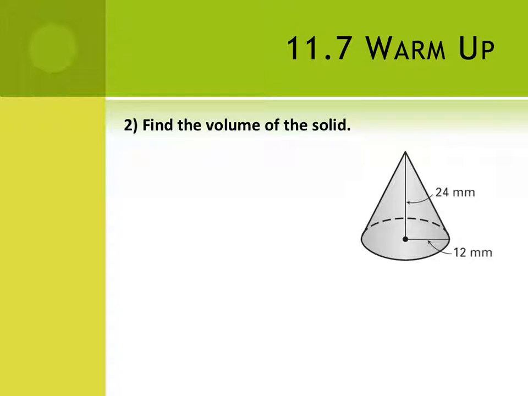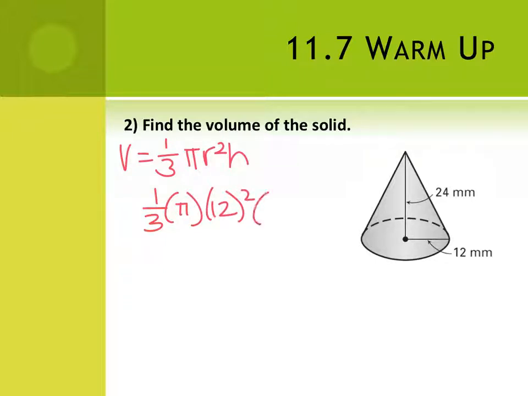All right, so number 1. All right, now we've got what shape? A cone. So the cone's volume is 1/3 the base area, which is now pi r squared, times the height of the cone. This one gives you all the information you need. So 1/3 times pi times 12 squared times 24. So 1/3 pi times 144 times 24.